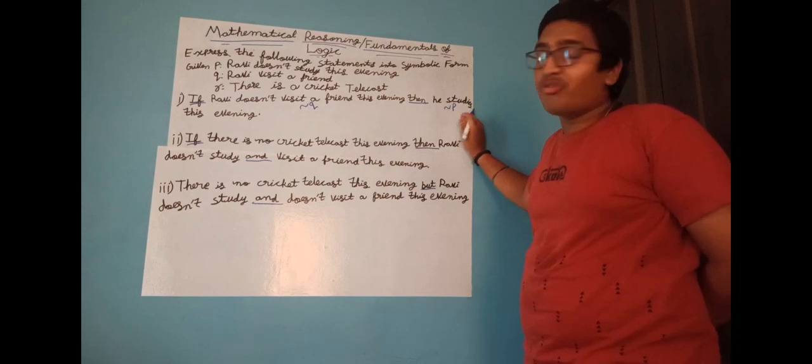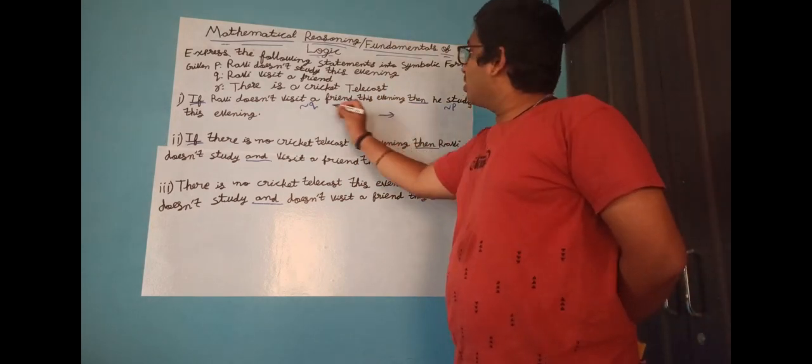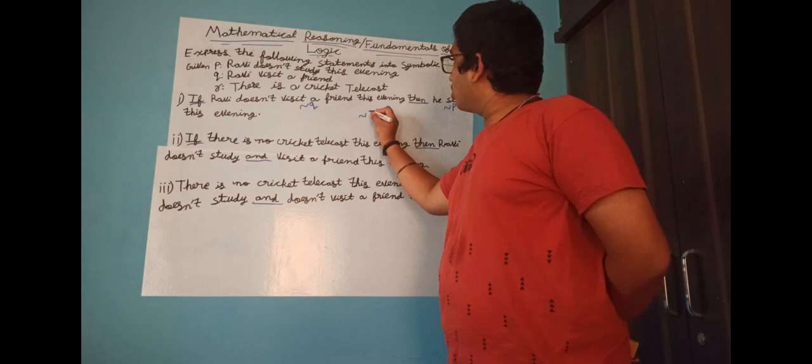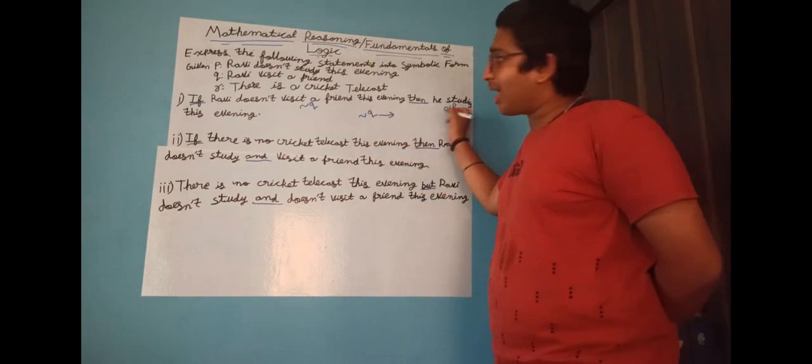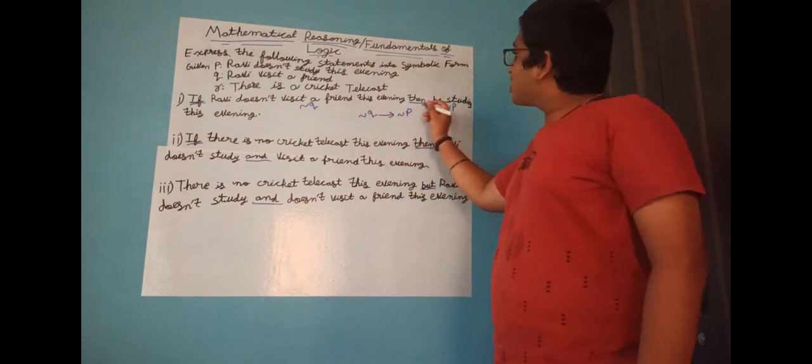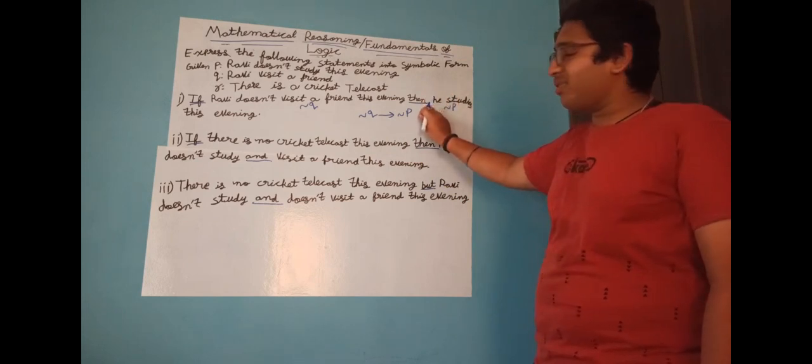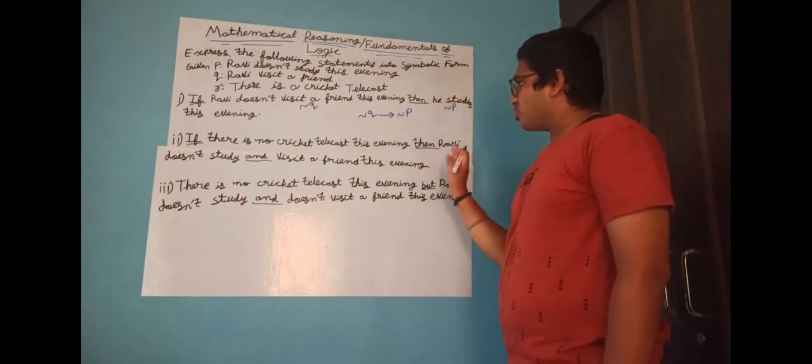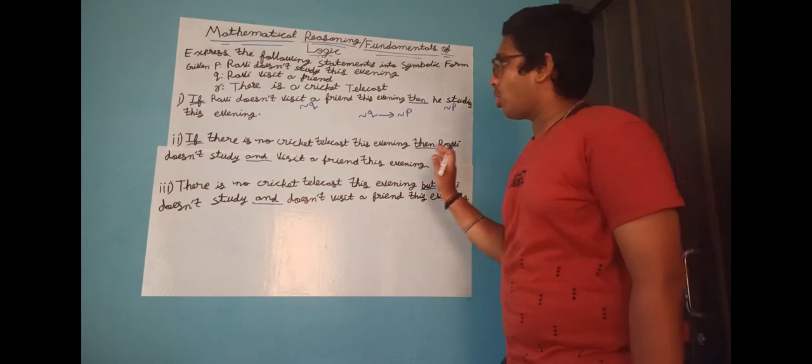How do we represent if then? Using the implication symbol. The first statement is negation Q and the second statement is negation P. Yes, this is the symbolic representation of the given statement 1. Now similarly we will solve statements 2 and 3.